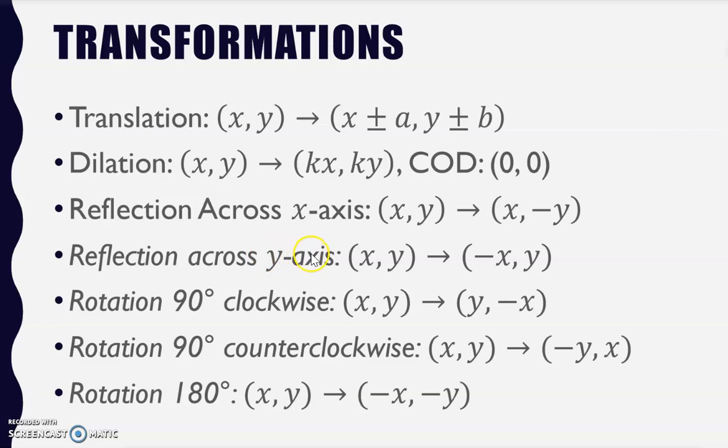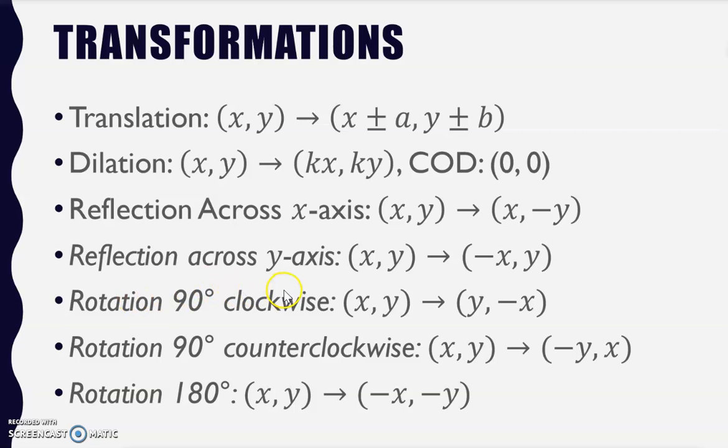Reflecting across the Y-axis. These are both reflections, just this one's across the X-axis, this one's across the Y-axis. XY coordinate, transformation. The X coordinate is the opposite this time, and the Y coordinate stays the same. So these are pretty similar, so you need to understand the difference. I know it seems weird that when you reflect across the Y-axis, X changes, and when you reflect across the X-axis, Y changes. And we'll talk more about that in future assignments and notes.